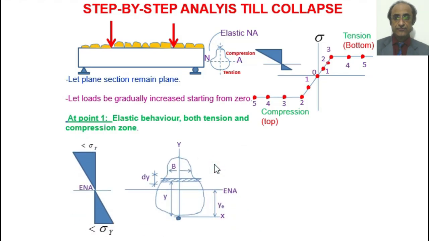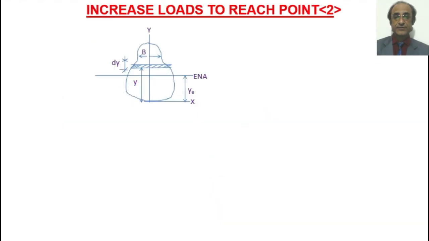Here we have point number 1. Here basically the neutral axis is the elastic neutral axis, and is given by this expression, where we take the first moment of the area about a designated coordinate origin and divide by the total area. That gives us the location of the neutral axis.